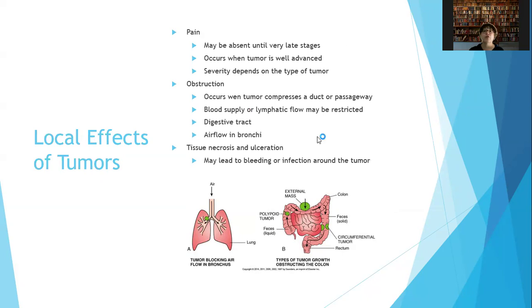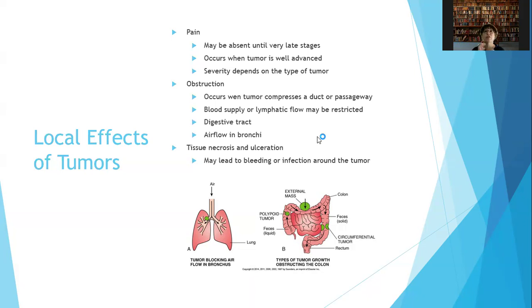So you can have local or systemic effects from tumors. Pain can be a local effect if it's compressing something that's going to cause pain, but pain may be absent until the very late stages. A lot of times, with things like digestive system cancers and areas where we don't have a lot of pain sensory nerves, people don't have pain until very late stages, and the pain only occurs when the tumor is well advanced. The severity of the pain is going to depend on the type of tumor and the location of it.